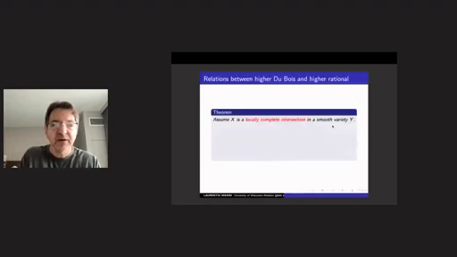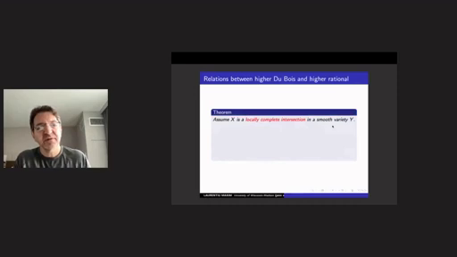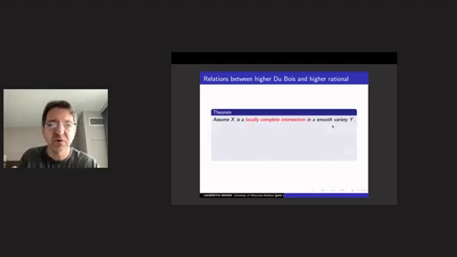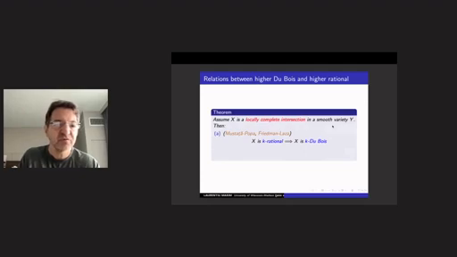All right, so here are some general results, at least in the case of locally complete intersections, relating higher Du Bois and higher rational singularities. I told you that rational implies Du Bois, so you'd expect, for example, k-rational implies k-Du Bois, and in fact this is true. This was proved in two different papers, one by Mustață–Popa, the other by Friedman–Laza.